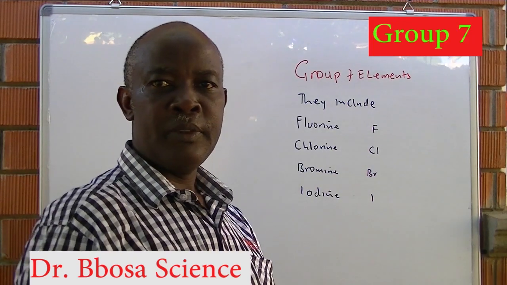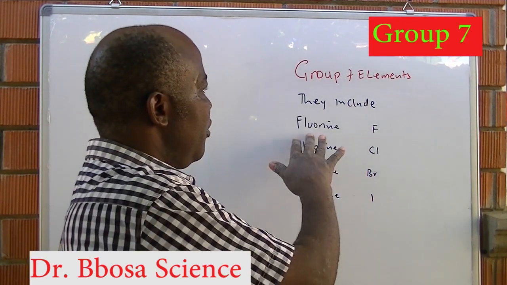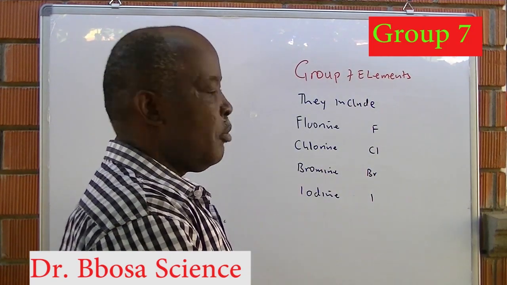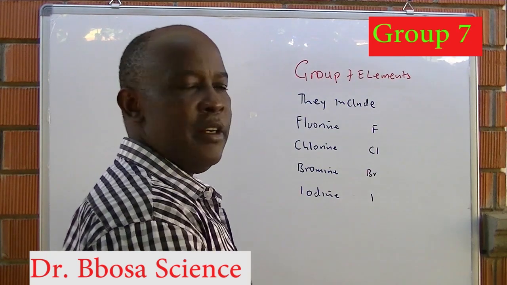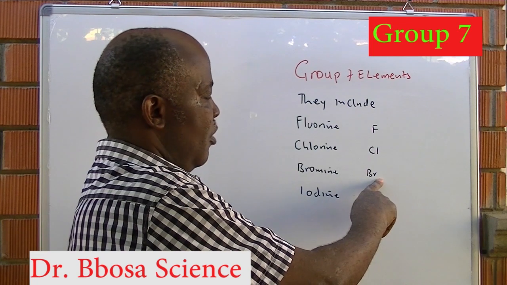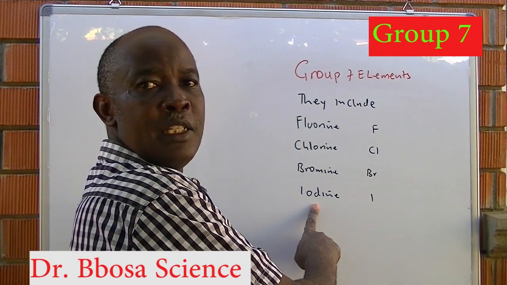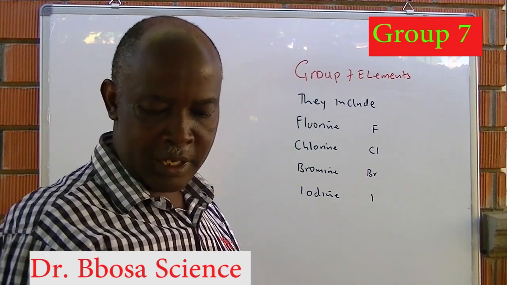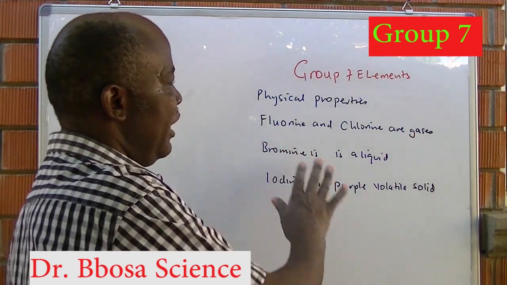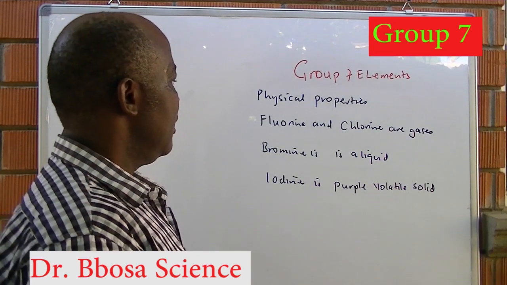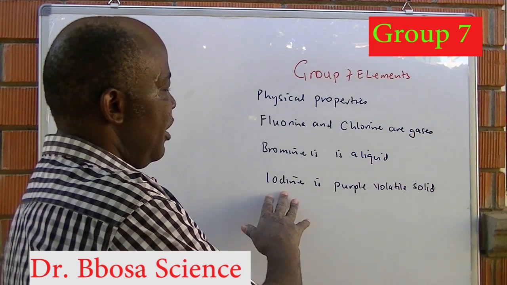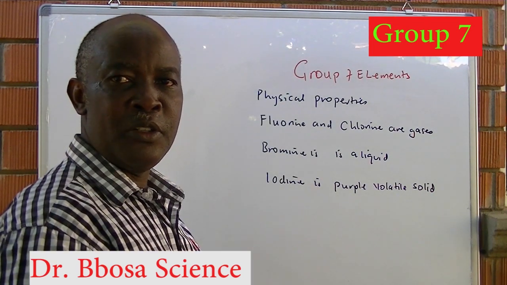Group 7 elements include fluorine, symbol F; chlorine, symbol capital C, small l; bromine, symbol capital B, small r; and iodine, symbol capital I. Physical properties: fluorine and chlorine are gases, bromine is a liquid, iodine is a purple volatile solid.